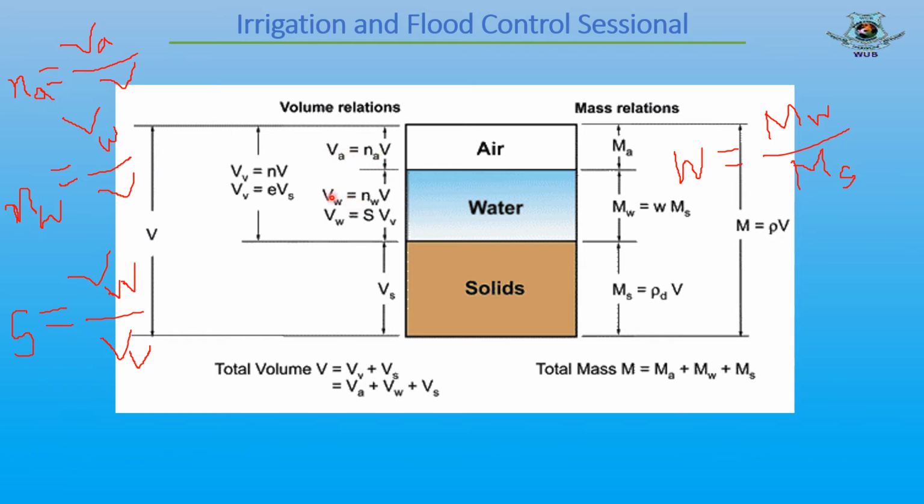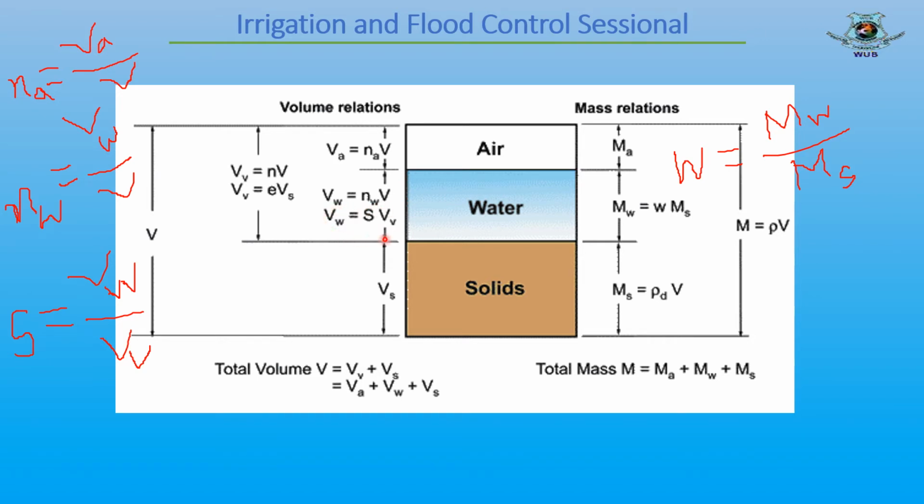And this is the volume of water, Vw, and Vw can be calculated using these two equations. And from the relation of water content, we know water content Nw equals volume of water divided by total volume, similar to air content. And from this relation we get volume of water VW equal to NW into V.